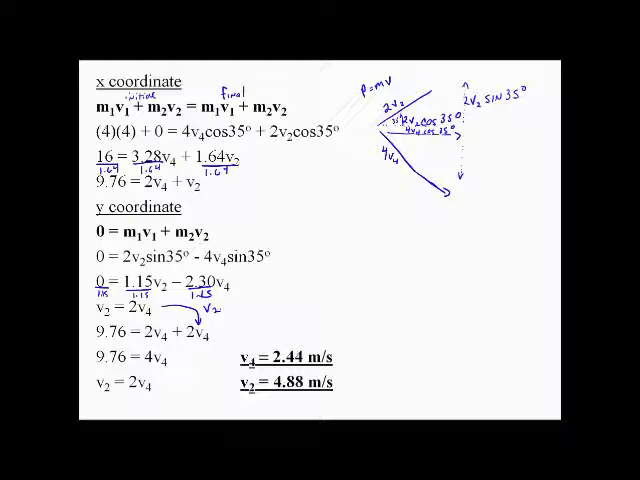So it looks like the smaller one goes off at a faster speed, and the other one gave up a little bit of its momentum and slowed down. And that kind of makes sense. It would give up a little bit of its momentum to the other one. So again, feel free to stop the video, pause the video whenever you need to.